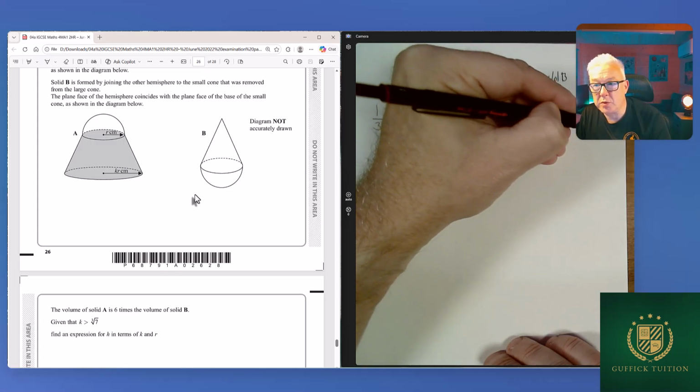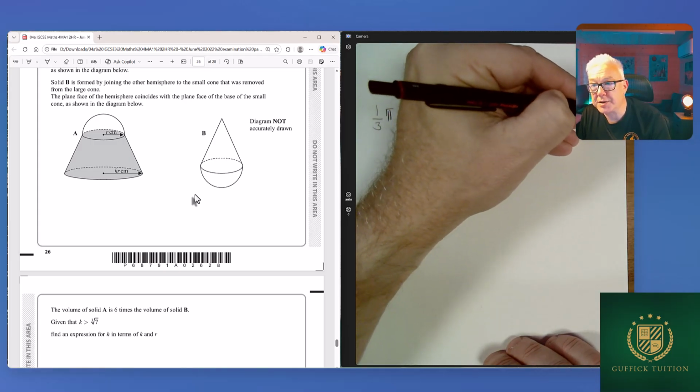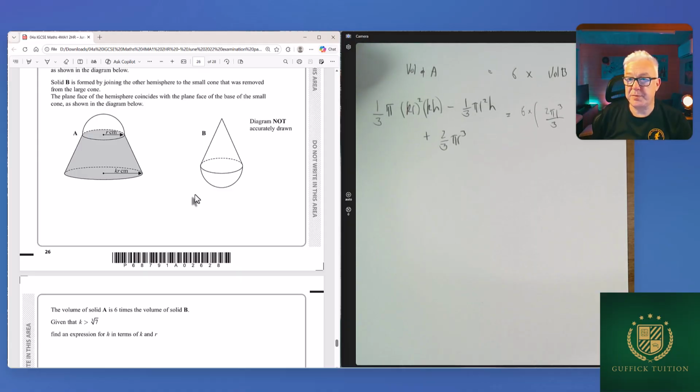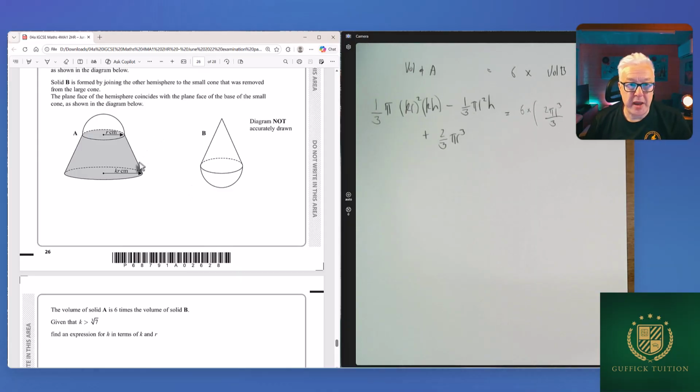And the small cone was 1/3 pi r squared h. So that's our expression for shape A equals shape B. So I'm hoping that if we boil this whole thing down, we're going to be able to find an expression for h in terms of k and r.